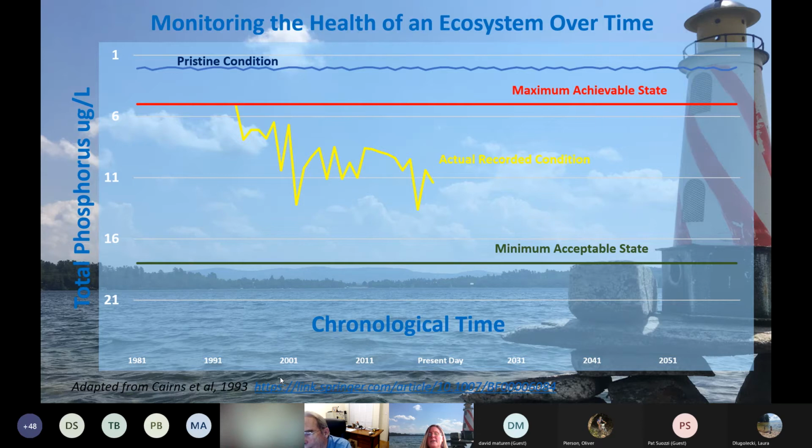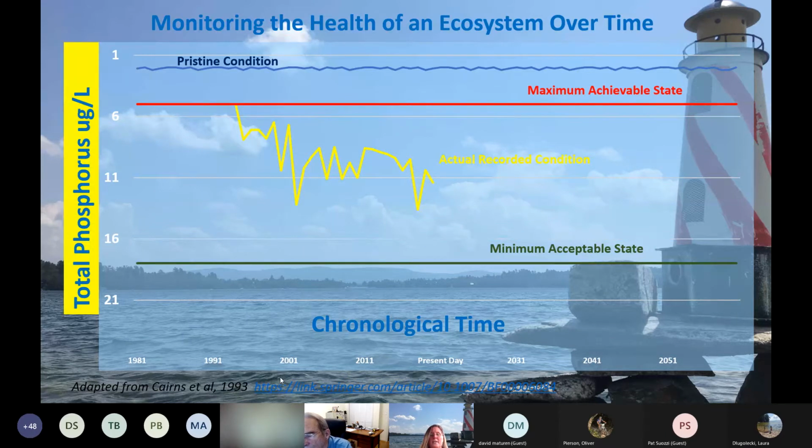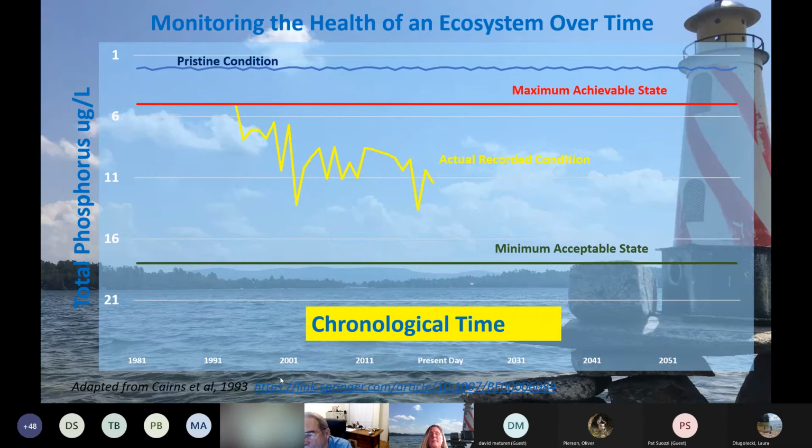In 1993, a paper came out by Carpenter et al., which had this original figure in it, which has any ecosystem attribute on the y-axis. In our case, that's total phosphorus, and then chronological time on the x-axis. Here we see the minimum acceptable state, which currently is set the same for most every lake in the state. The state below which we will not let any lake in the state fall, and that's the 18 micrograms per liter. Earlier, you heard Andrew refer to the minimum that was set by the TMDL for Lake Carmi, and that's 22 micrograms per liter.